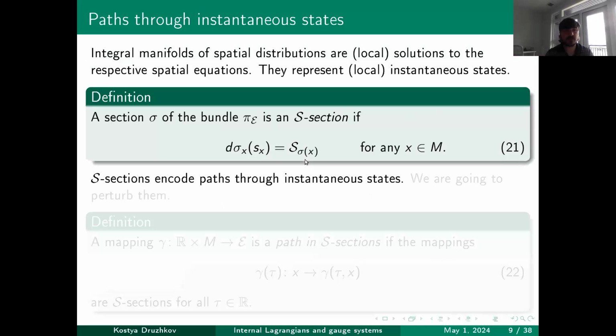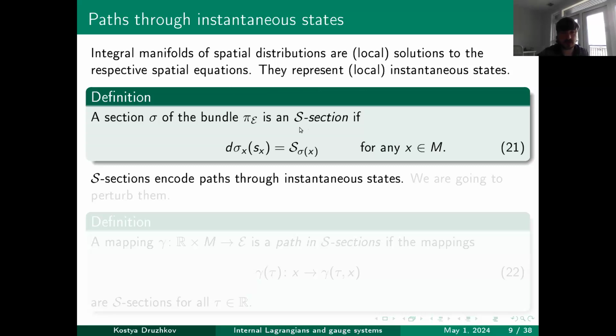So let's discuss paths through instantaneous states. Integral manifolds of spatial distributions are local solutions to the respective spatial equations. At least we consider them local solutions to the respective spatial equations, and they represent local instantaneous states. Here I use the word represent instead of the word are. Not that they are instantaneous states, but that they represent instantaneous states. I have to do that because in some cases, spatial equations should be considered gauge equations, and then instantaneous states are given by equivalence classes of solutions and not just by solutions themselves. So, generally speaking, solutions to a spatial equation represent instantaneous states.